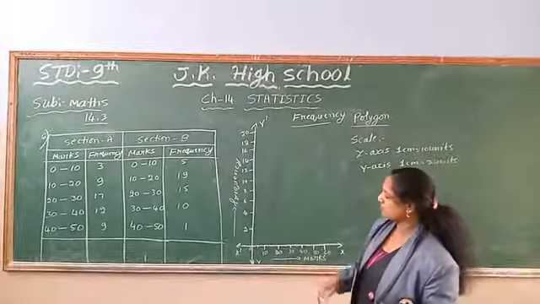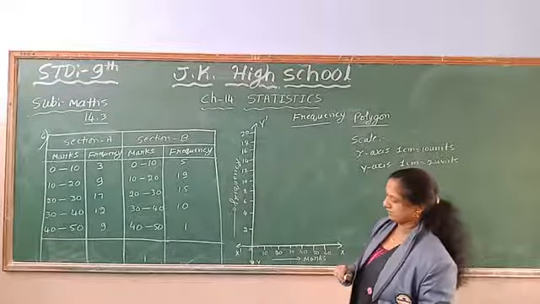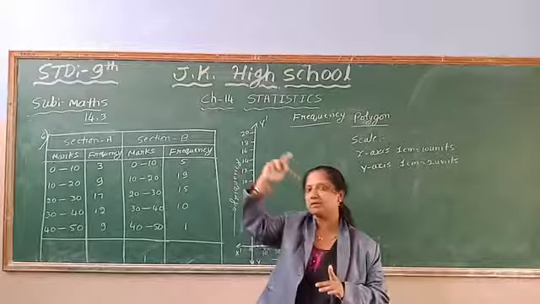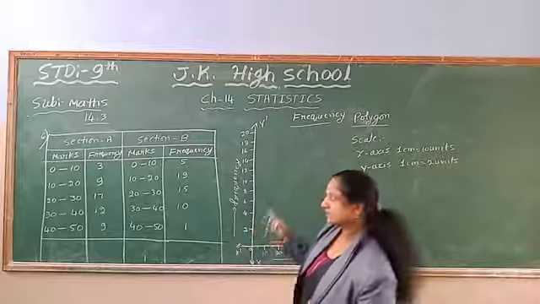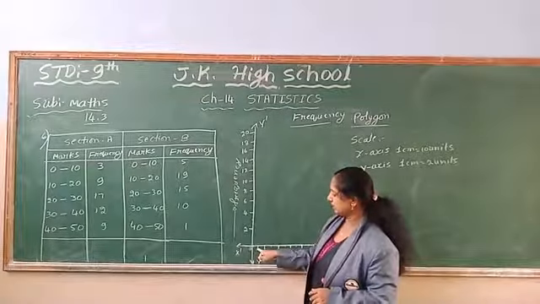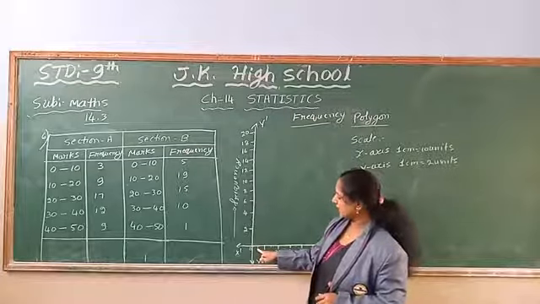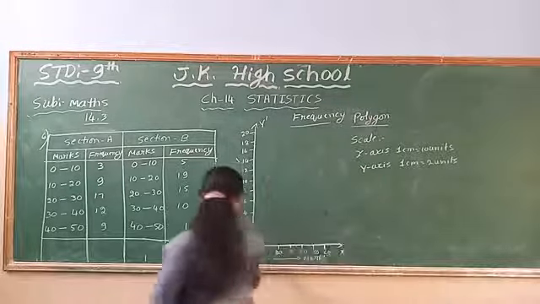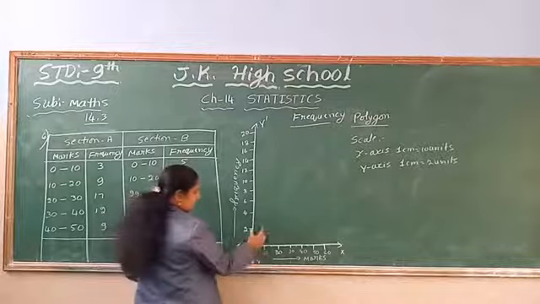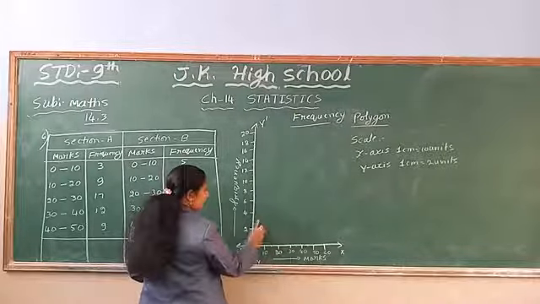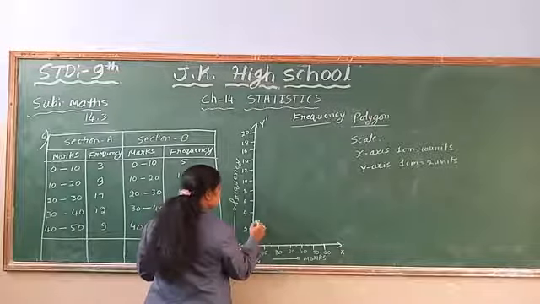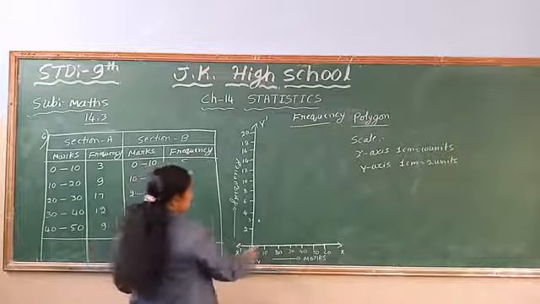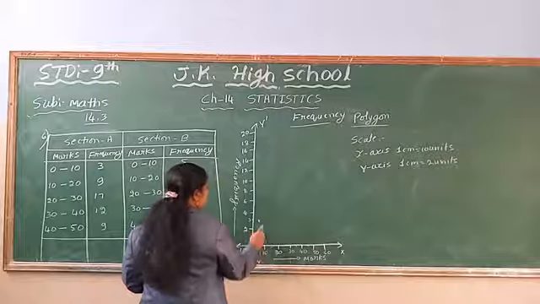So now I have to plot the section A graph. For a frequency polygon, first you can construct a histogram and mark the midpoints, because we are going to take the midpoints now. For 0 to 10, I have to take the midpoint, children, and for 3 I have to mark. Since 1 centimeter is equal to 2 units, 3 comes here. The width of this bar is considered, and the midpoint of that width I have to mark.